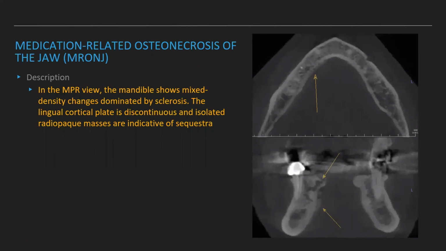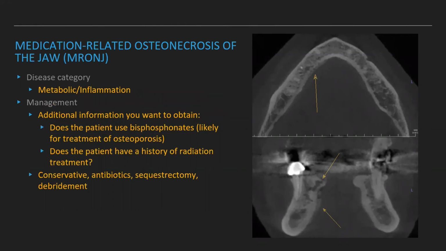So in that multiplanar view, you can see that the mandible shows mixed density changes dominated by sclerosis. The lingual cortical plate is discontinuous and isolated. Radiopaque masses are indicated as sequestral bone. And the disease category is metabolic and inflammation. Additional information you want to obtain, obviously we know it's a bisphosphonate case right now, but does this patient use any bisphosphonates? Does the patient have a history of radiation treatment? Conservative antibiotics and sequestrectomy and debridement is going to be the case management for this.